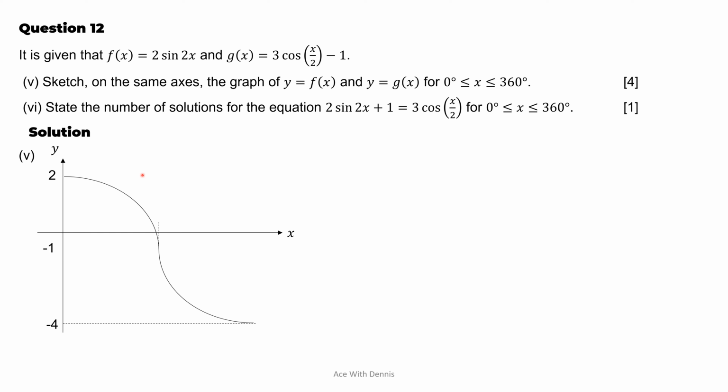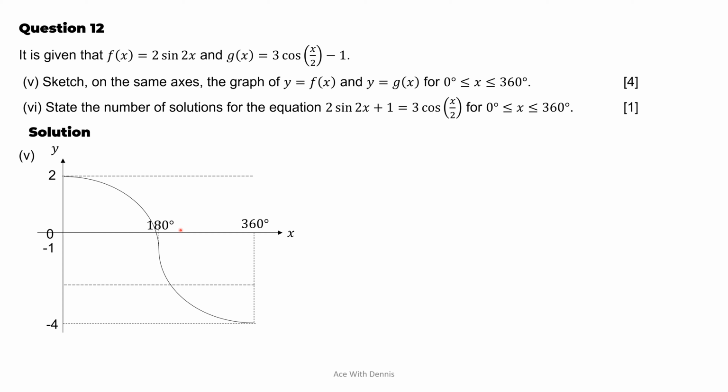So now we can start to label the x-axis. At this point, this will be half of this graph. It will be 180 degrees, and at the end of this graph will be 360 degrees. And the 0 will be here.